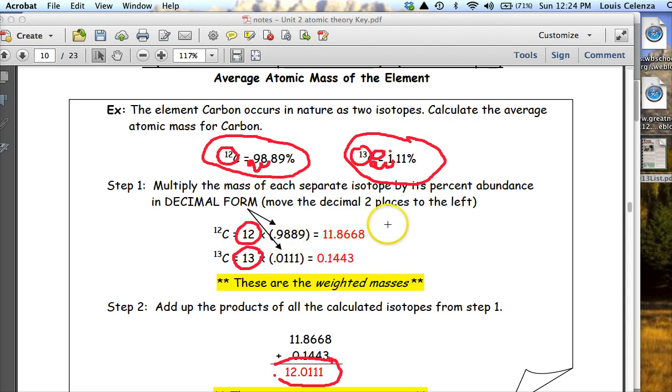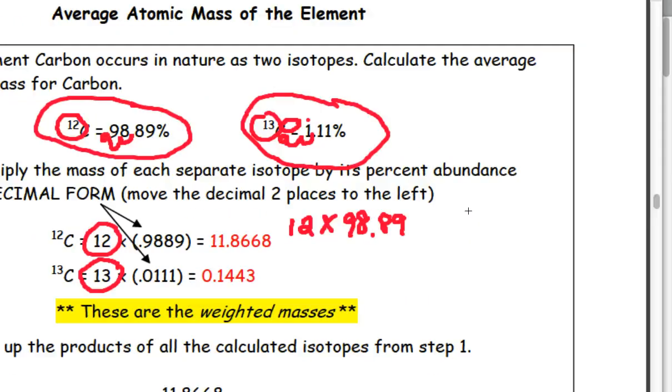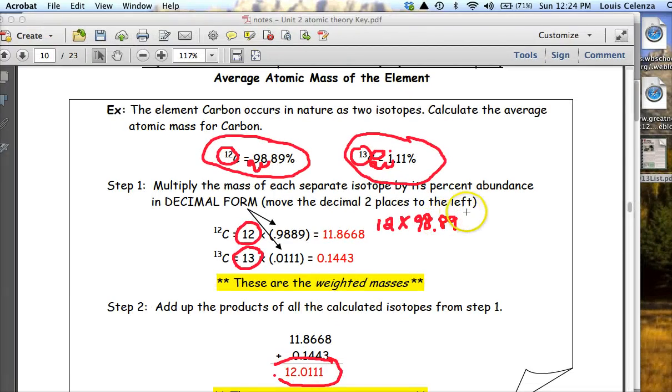Now, is there a different method? Well, I think the next method is much easier. No worrying about moving the decimal 2 places to the left. You just take the numbers that they give you, the 12 and the 98.89, so I'm going to write it here. 12 times 98.89. I apologize, I don't know why it keeps doing that. You're going to multiply those two numbers, and then you're going to do the same for the other ones.